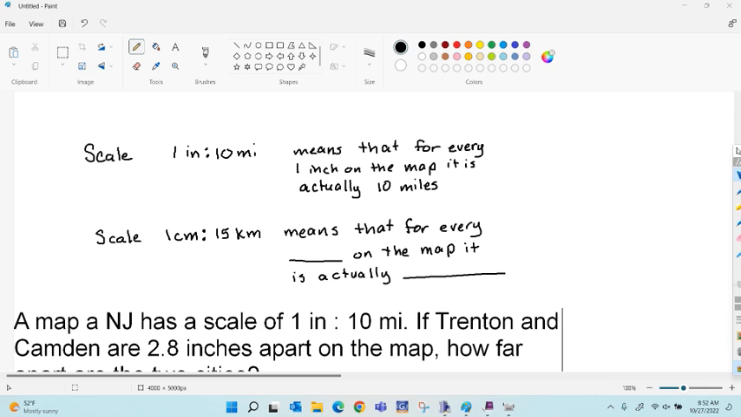All right, so if you have a scale model, it's going to compare something on a map or a model to what's happening in reality. So a scale of 1 inch to 10 miles means that for every 1 inch on the map, it's going to be 10 miles in reality. So you need to fill in on your paper: if I have a scale of 1 centimeter to 15 kilometers, it means what on the map is actually what in reality. Jillian, do you know what will go in these blanks?